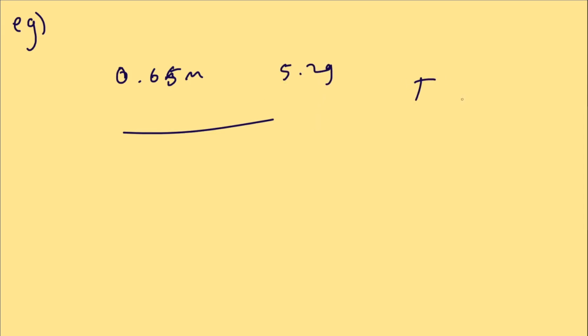Here's an example problem. A guitar string is 0.65 meters long, and this guitar string has a mass of 5.2 grams. What tension must this string be tuned to for its fundamental frequency to be 110 hertz, which is the note A? And we'll also calculate the next three harmonics.